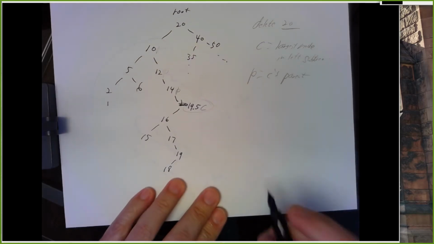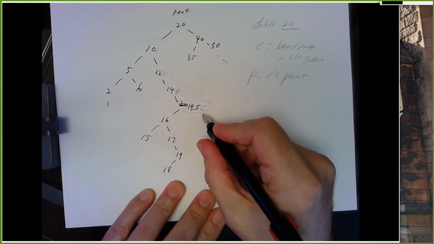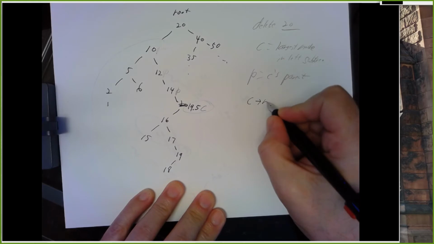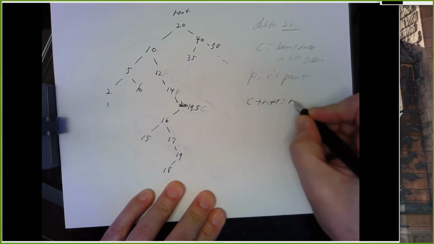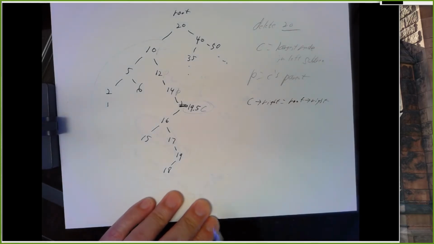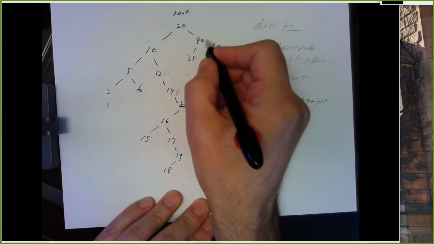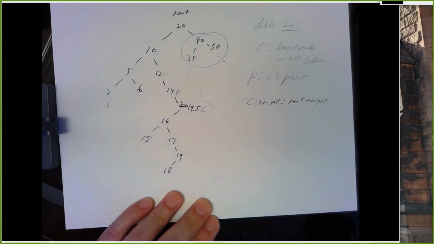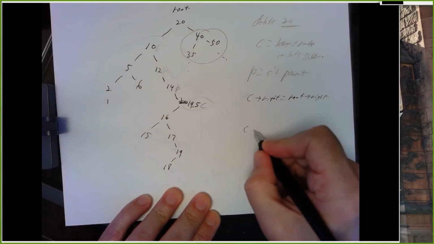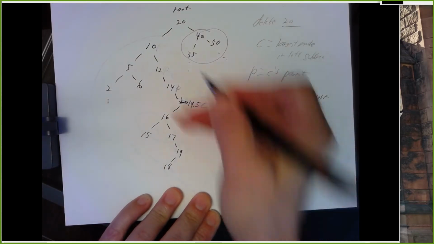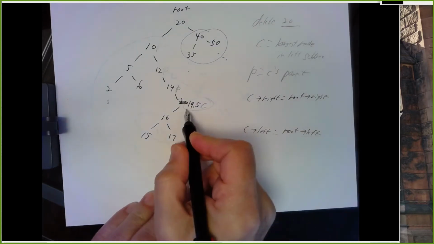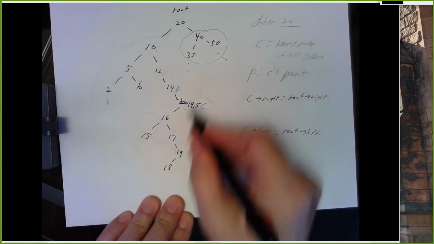All right, so what do we do? C is going to become the new root. So C right equals root right. That changes C to point to all of this stuff that's sitting on the right. C's left child is going to become whatever the root's left child is. So now C on the left is going to point to this whole subtree.